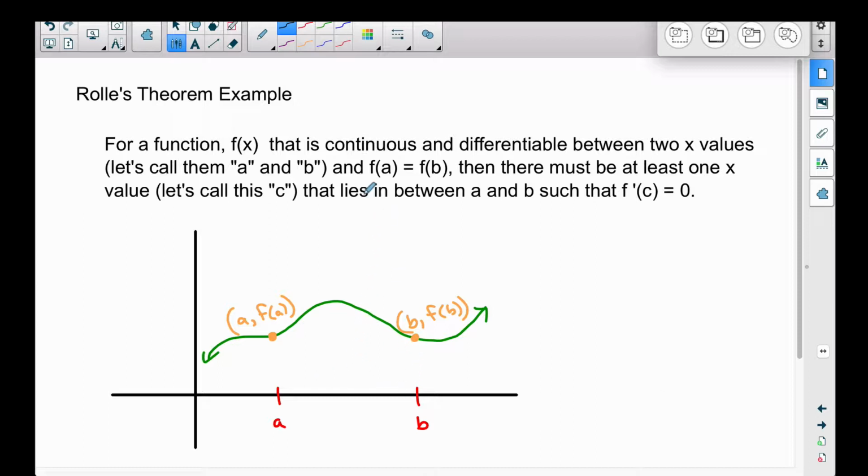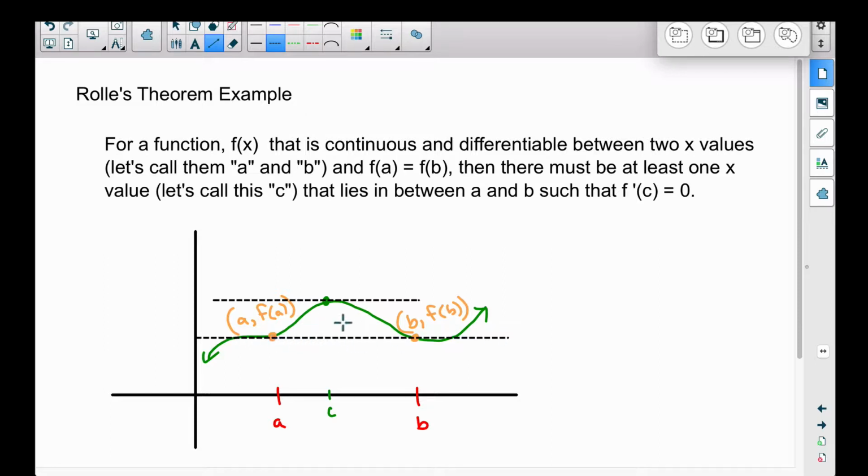Now also what I want you to notice is that f of a is equal to f of b. That means that these 2 points here have the same y value. If that's the case and you have a continuous function that's differentiable on this interval, then there must be at least one x value that we'll call c, roughly somewhere right around here. If we find the derivative at that point, the derivative at that point is going to be 0 because that's a horizontal tangent line. That's going to be the same thing as the slope of this secant line here.